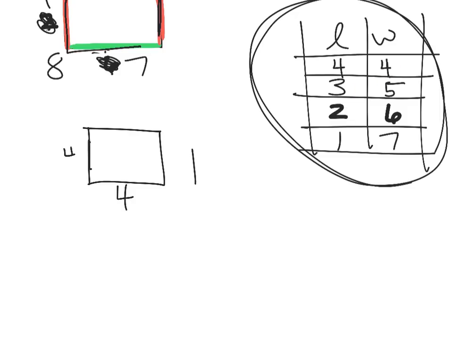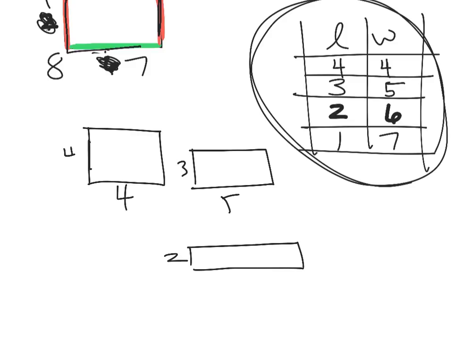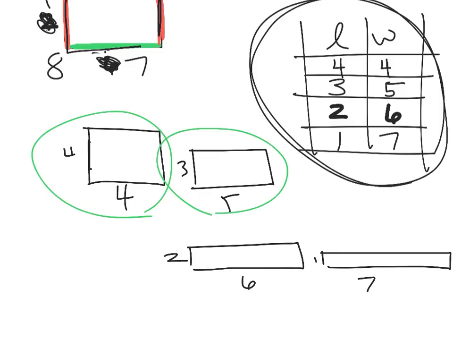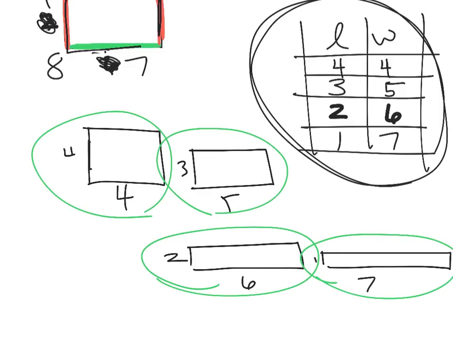5 makes it a little shorter, a little longer. There's 3 and 5. How about 2 and 6? Well, that makes it even shorter and longer. There's 2 and 6. And then the last one, 1 and 7. Well, that could be even shorter, even longer. So there's 1 and 7. So here are our 4 rectangles that are possible.